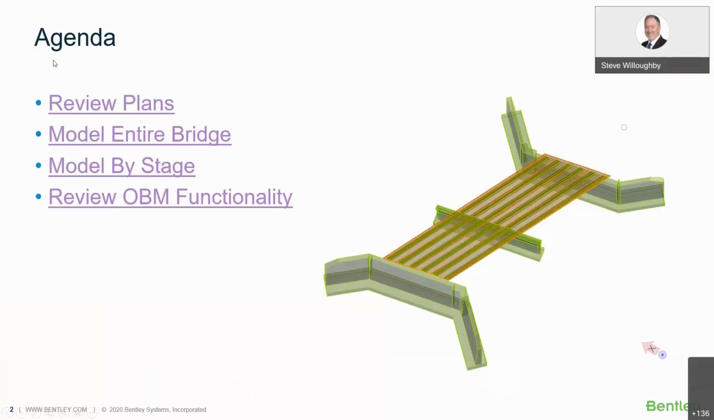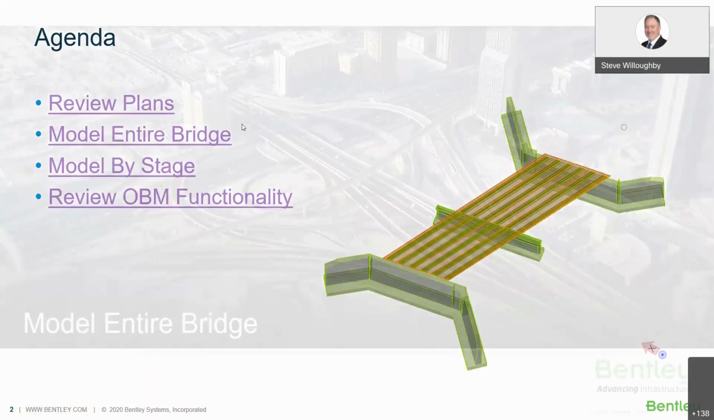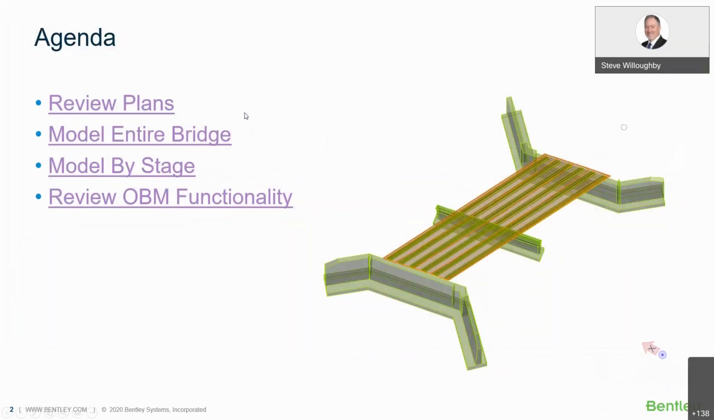Start sharing your screen. First thing we're going to do is jump in and review the plans for this particular structure. They were very preliminary. It was a structure that I modeled for a DOT early last year. I guess it was right pre-COVID. So we'll talk about the initial plans that I was given. There's 2 stages to it.